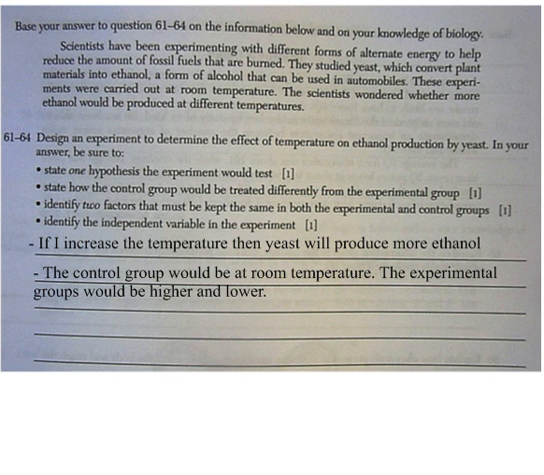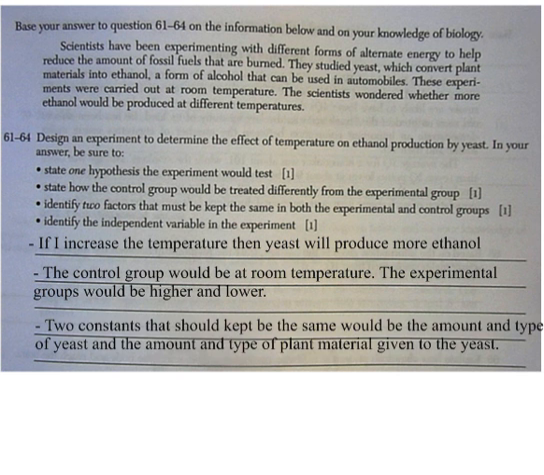correct. The next bullet asks to identify two factors that must be kept the same in both the experimental and control groups. These would be our constants. Well, there's a lot of good answers to this, but basically everything should be the same except for the temperature. Two constants that should be kept the same in all of the experiments and the control would be the amount and type of yeast that was put in each setup and the amount and type of plant material that was given to the yeast to be converted into ethanol.